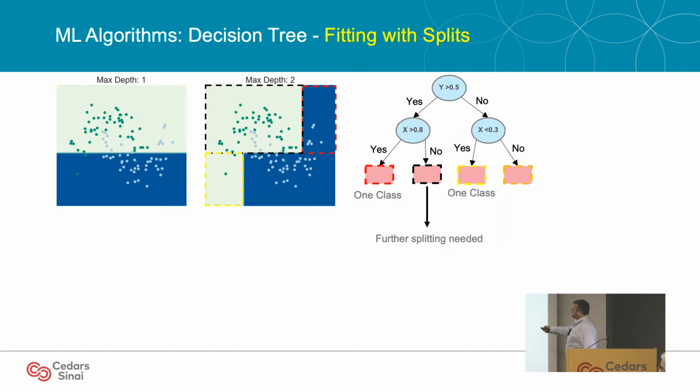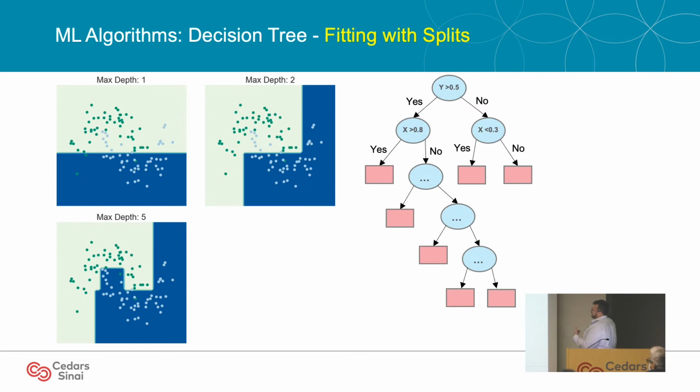Our black leaf, right, still has a pretty big mix. That could use some more separation. So we're probably going to grow that further. Then over here, the yellow square, we have all greens, so we're good. We don't need to split that anymore. And then lastly, orange, we have all but one. And depending on how we set our hyperparameters configuration, it could still try and grow this branch further, or it might stop here, decide it's pure enough, we're good.